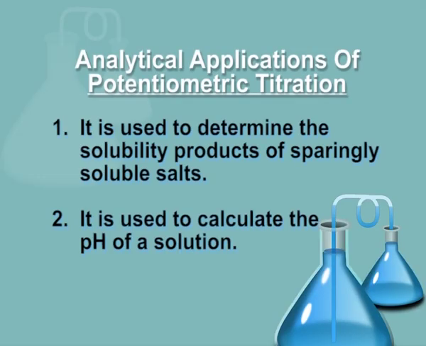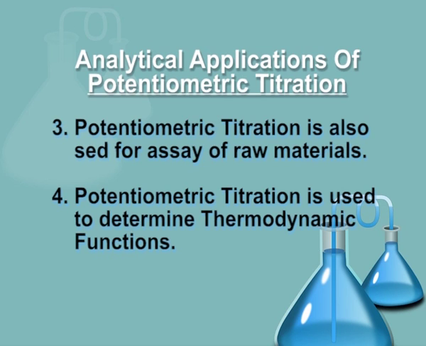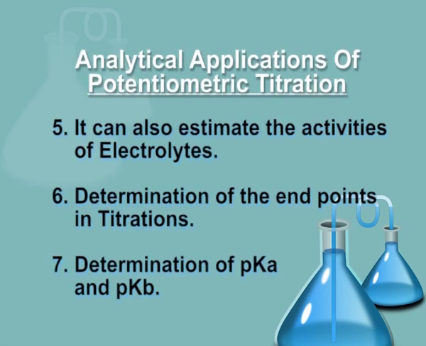First, it is used to determine the solubility products of sparingly soluble salts. Second, it is used to calculate the pH of solution. Third, potentiometric titration is also used for assay of raw materials. Fourth, it is used to determine thermodynamic functions. Fifth, it can also estimate the activities of electrolytes. Sixth, determination of the endpoints in titration. Seventh is determination of pKa and pKb.